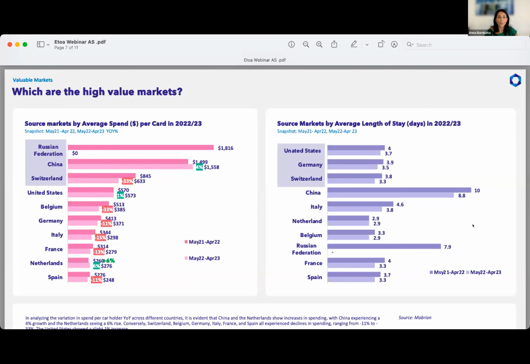And to compare with the same data that we analyzed in the beginning, we also analyze the average length of stay and the evolution of the average length of stay of those markets. And here we can see again the same trend. All the markets decrease their average length of stay at the destination, besides the only one, the visitors from Holland, who maintain the same number as in previous years. And it's actually the only market that shows an increase, the highest increase in the average spend per cardholder.